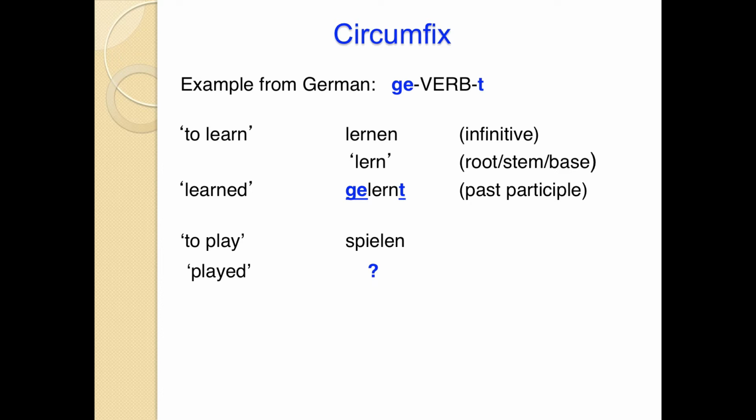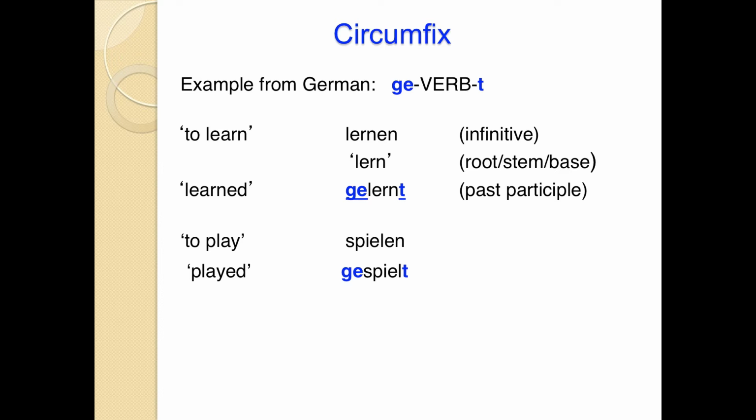So a circumfix is not a prefix and a suffix, because they don't show up on their own. They are a package deal. You need them both at all times. I'd like you to figure out how you would say played in German. So to play is spielen. You need the root, and then you need to do affixation, and you get gespielt.